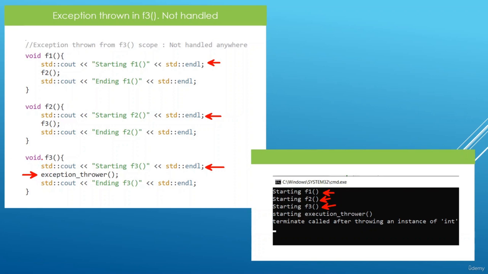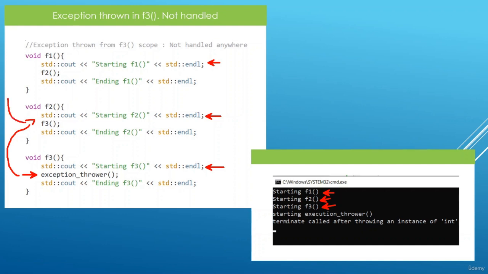And the enclosing scope for F3 happens to be F2 because it is F2 that called F3. So we are going to fall back here looking for a possible catch block that can handle our exception here. In F2, we're not going to find any catch block that can handle an integer exception. So the exception is going to propagate back to the enclosing scope. The enclosing scope at this point is the code that called F2 here.